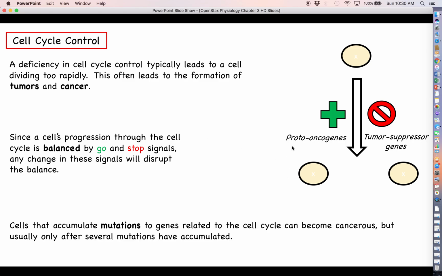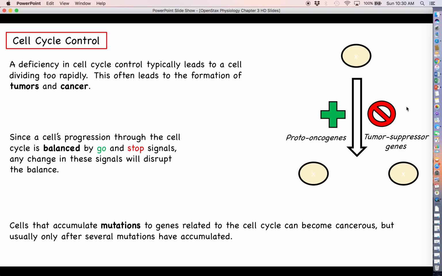So in this way, we have two different types of cell cycle genes that make cell cycle proteins. Go signals are called proto-oncogenes. When these are working the way that they're supposed to, we call them proto-oncogenes. When a proto-oncogene accumulates a bad mutation that causes it to be way too active, so it promotes the cell cycle when it's not supposed to, we stop calling it a proto-oncogene and we instead call it an oncogene. Proto-oncogenes are good. Mutated oncogenes are very bad. They lead to things like cancer.